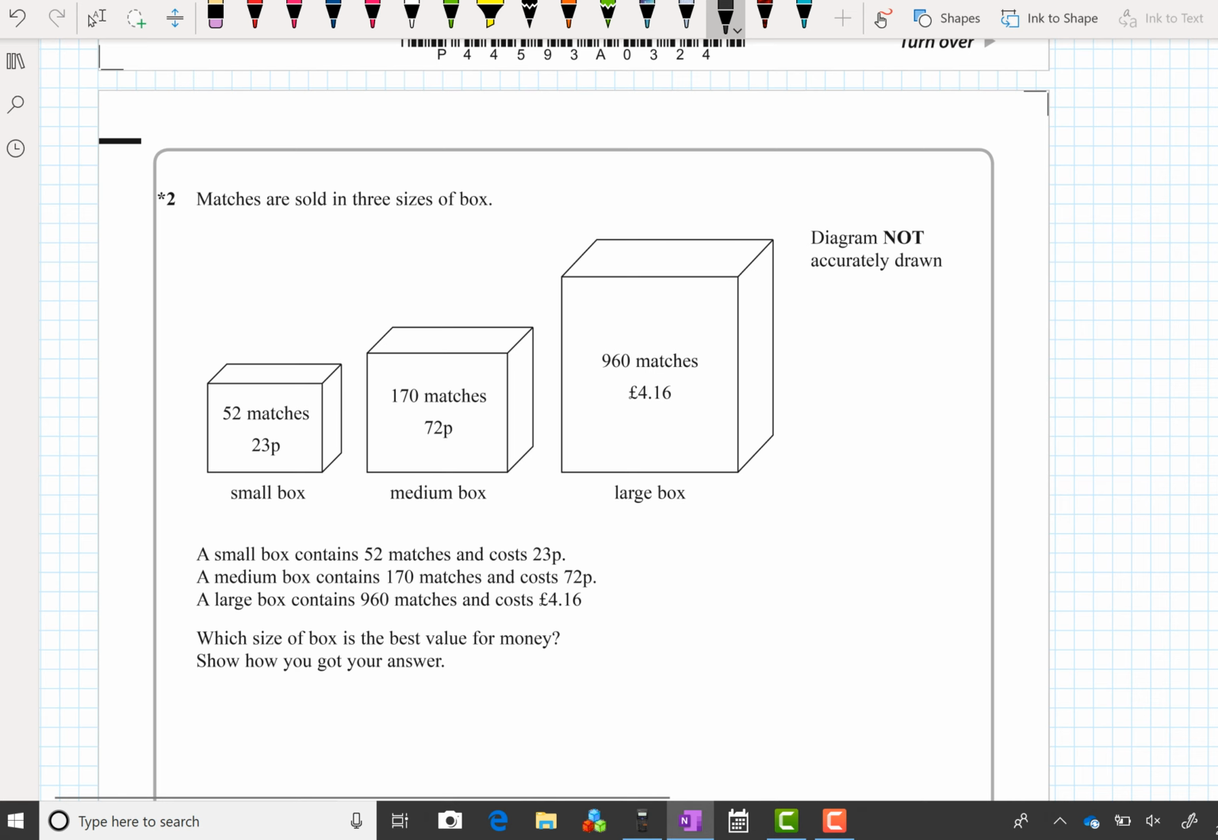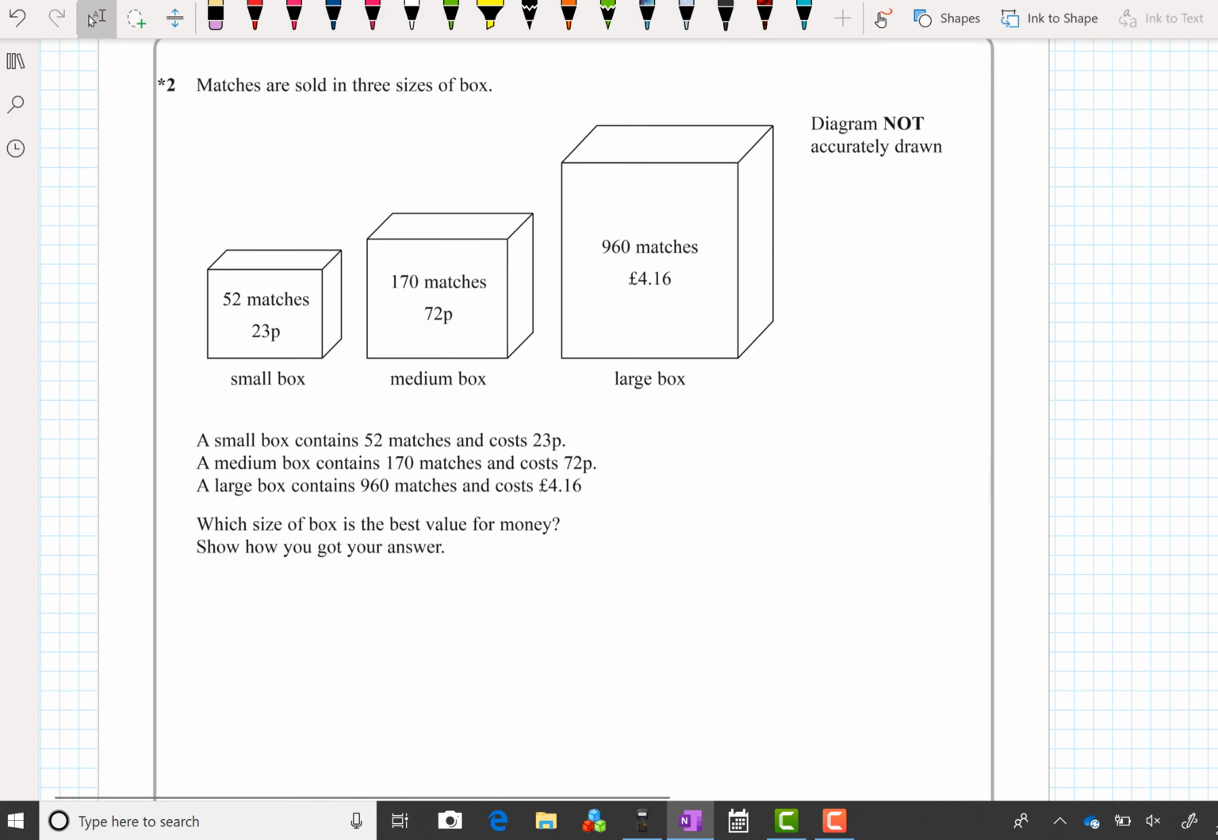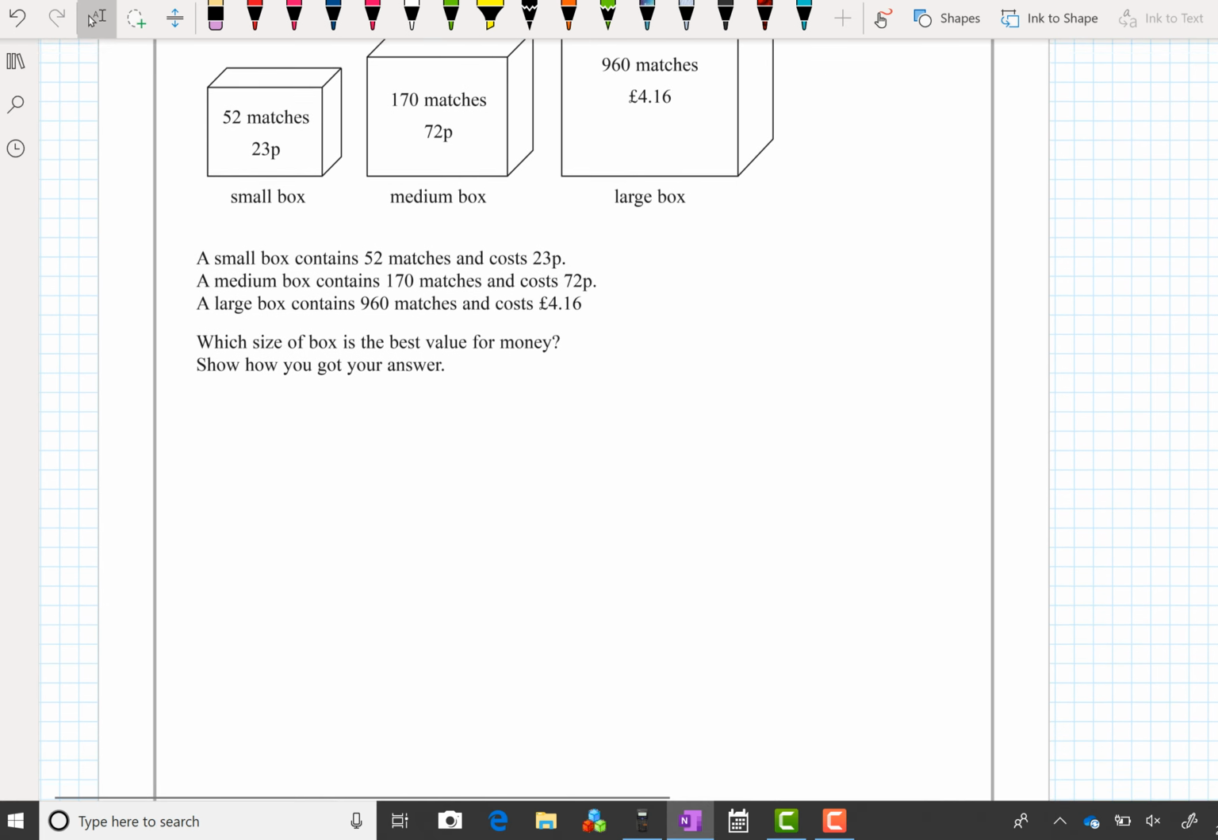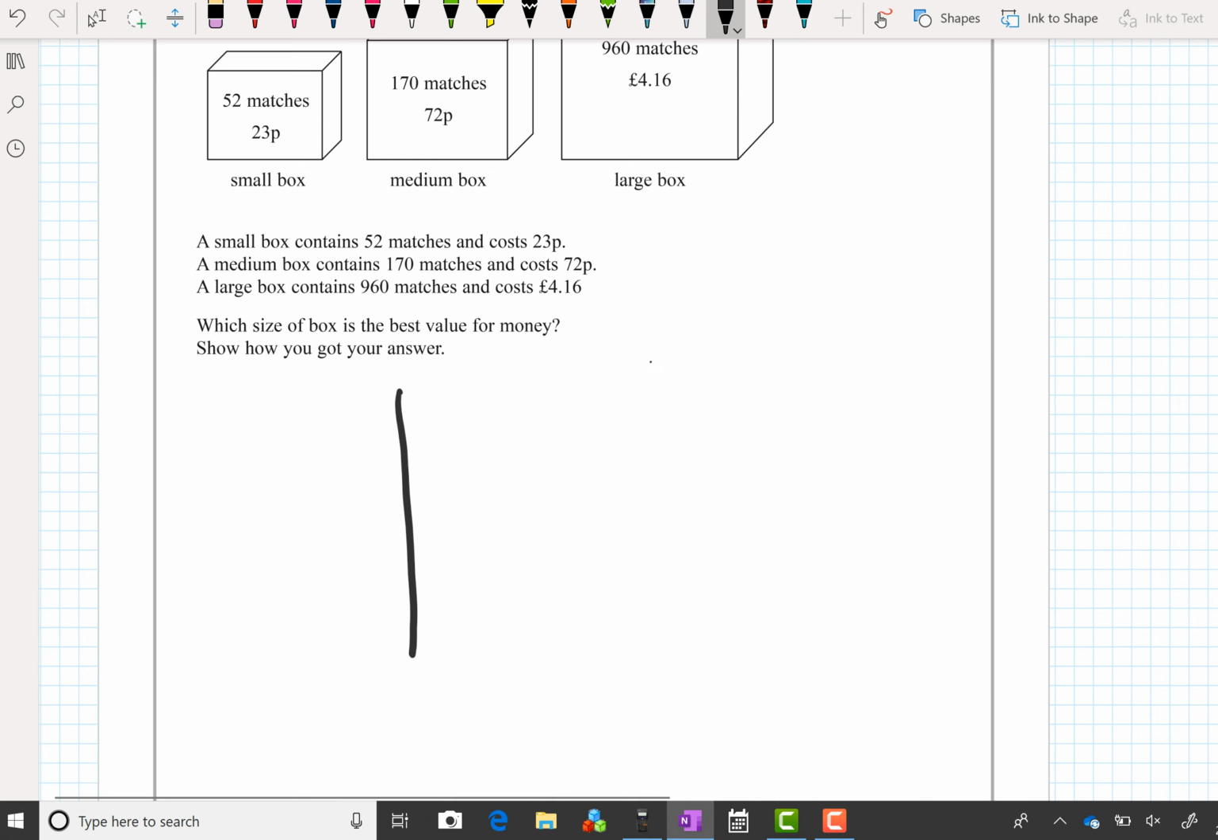Which size of box is the best value for money? Right, so you've got 3 boxes. It'd be good if we could just say what 1 match costs for the first box, what 1 match costs for the second box, and what 1 match costs for the third box. And then you can just compare the prices. So it's just as simple as setting out 3 separate prices like this.